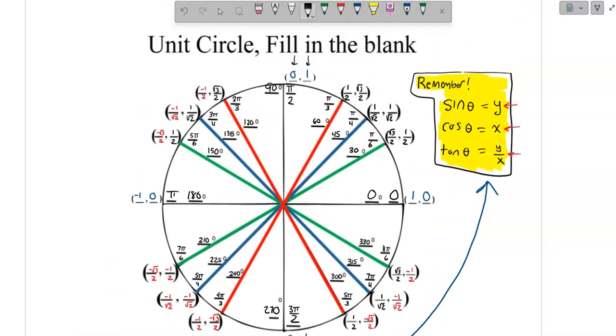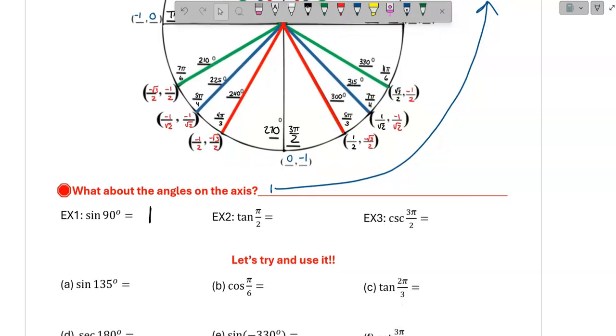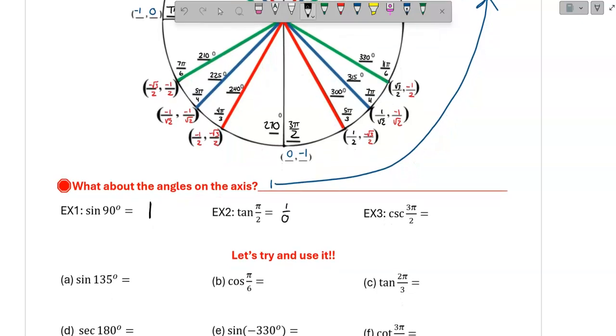Tangent of pi over 2 is y over x. That's 1 over 0. And one thing that is going to happen in some of these situations is we are going to get an undefined fraction. Tangent of pi over 2 is actually going to be undefined. And if you put it in your calculator, if you change it to radian mode, it will do that for you. And lastly, for cosecant, that's the reciprocal of sine. So we're talking 3 pi over 2, so we're talking down here at 270. So sine is the y value. The reciprocal of negative 1 is negative 1, and that's going to be our final answer here.